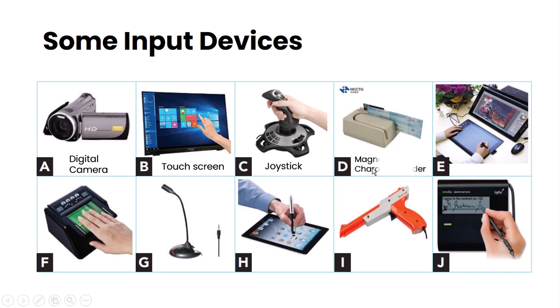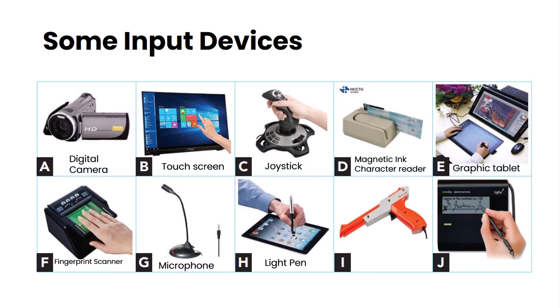Then the next one is magnetic ink character reader. Magnetic ink character reader, or in short it is MICR. Then we have the next one, which is graphic tablet. Graphic tablet. The next one is fingerprint scanner. Yes, you had it right. Fingerprint scanner. And the next one is microphone. Microphone. Then you have a light pen.